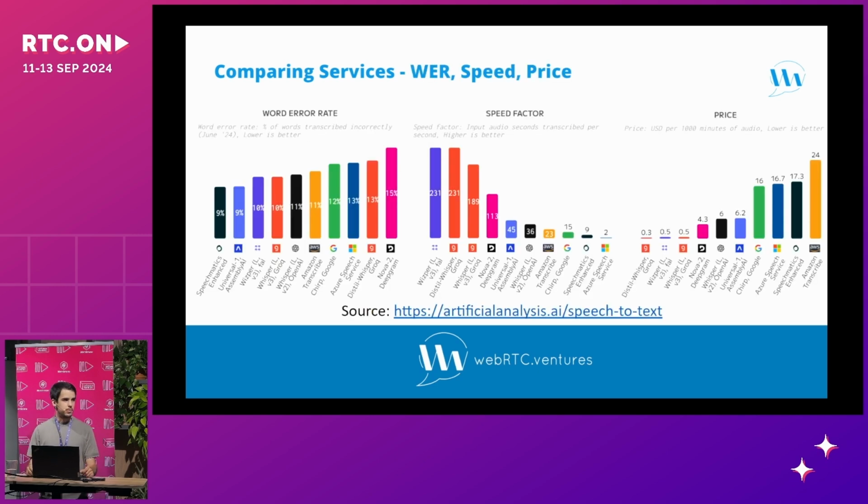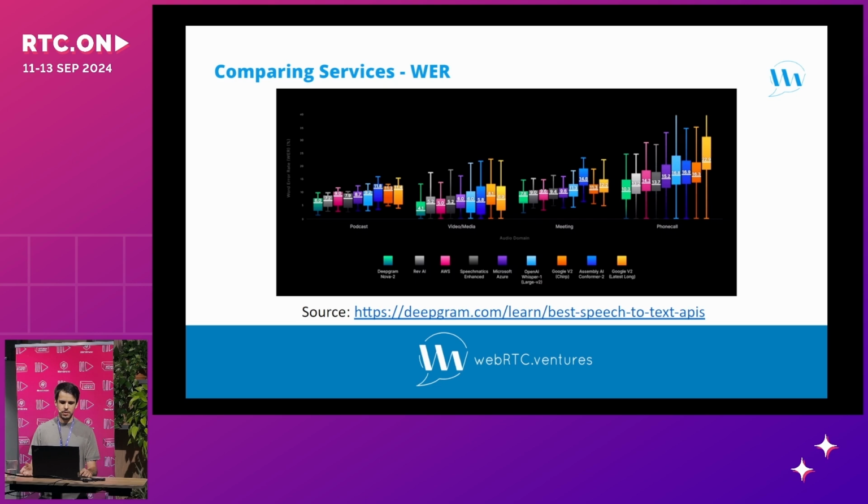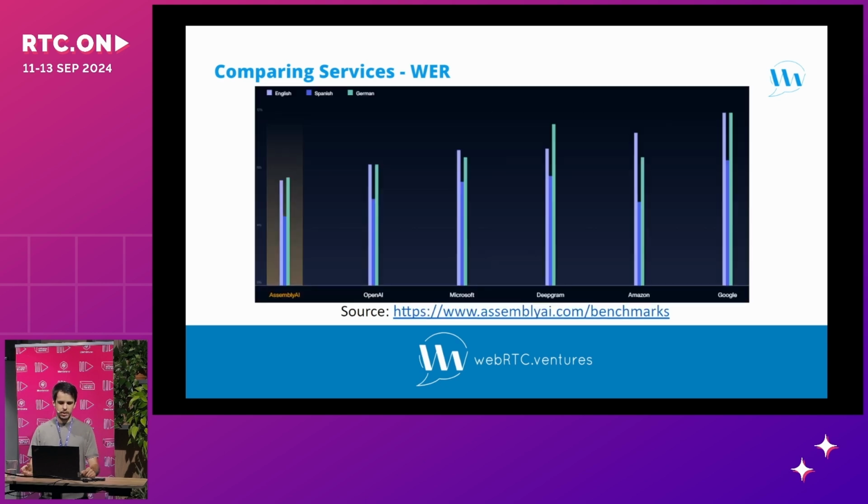And yeah, I looked at some stats I found on the internet. From Artificial Analysis AI, it shows the word error rate, the speed, and price for a few popular services. The ones that offer translation that are here are Google, Amazon, and Microsoft, and they have similar stats. Then I also got some stats from Deepgram. They show the word error rate in different audio conditions, and also from AssemblyAI, which compares the word error rate in different languages.